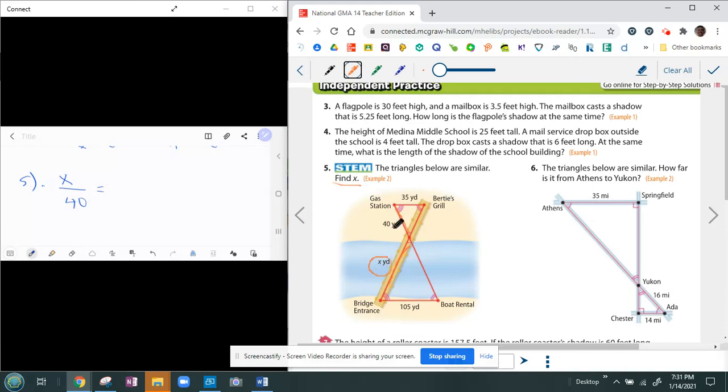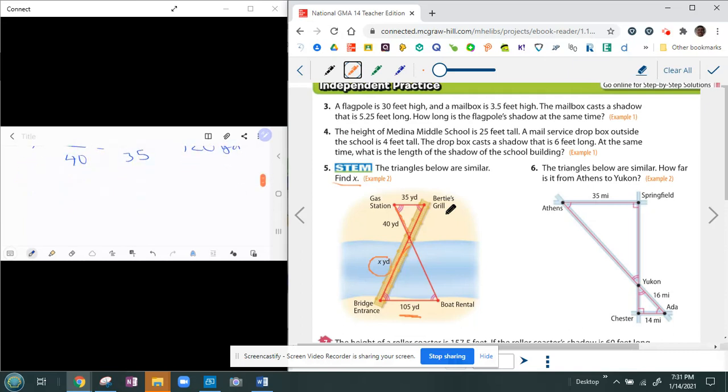The missing side to the 40. And then I have to go from this shape. Since I started with x for my first ratio, I have to start with a piece of that same shape. So that's going to be 105. And what does 105 correspond with? It corresponds with the 35 over here. And when I solve that proportion, I get 120 yards.